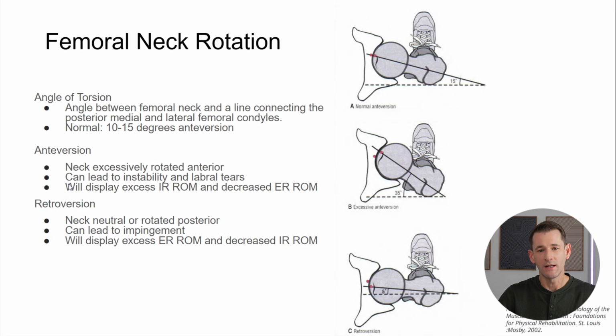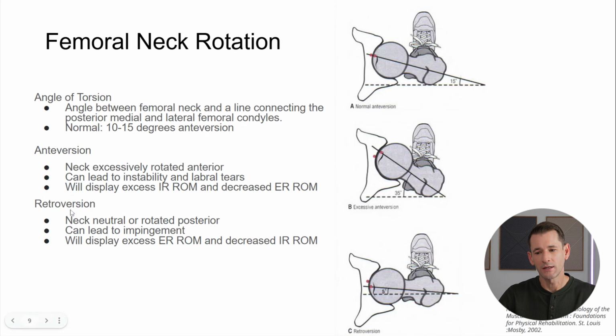If we have an excess amount of anteversion, so now we have too much internal rotation of that shaft to the neck, now we're going to have an abnormal anteversion. This can lead to instability, it can lead to labral tears, and when you go into the clinic and you measure their range of motion, these individuals will often have a lot of internal rotation and a decreased amount of external rotation when you measure that with a goniometer.